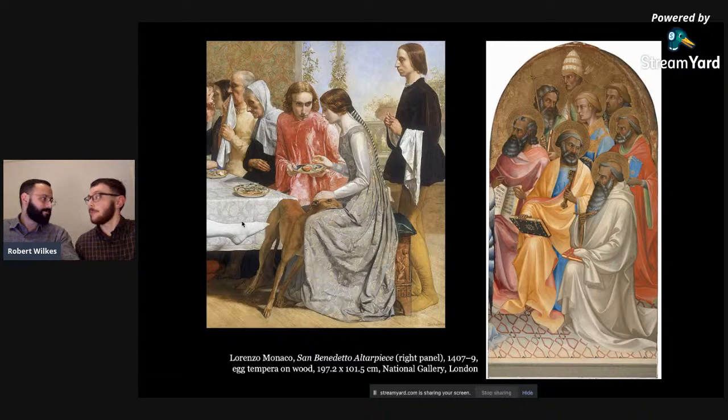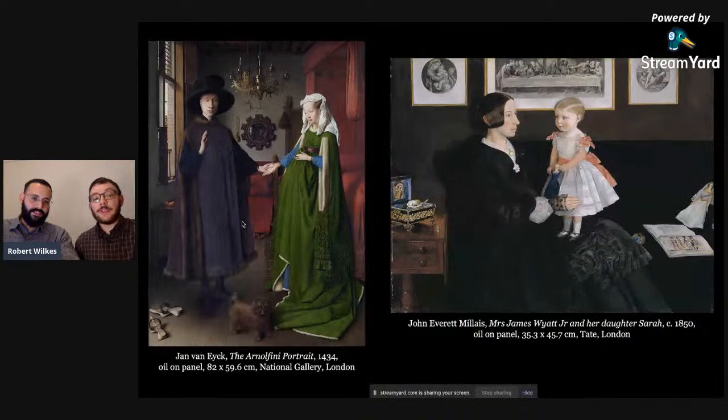Another inspiration for the Pre-Raphaelites was Jan van Eyck, and his famous Arnolfini portrait had recently been acquired by the National Gallery. And beside it is a portrait by Millet showing that influence again. The sitters painted in a very realistic and idealized way.